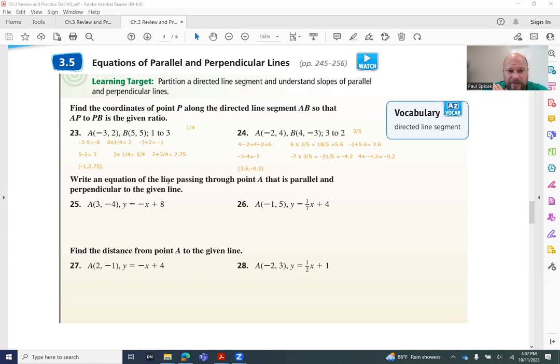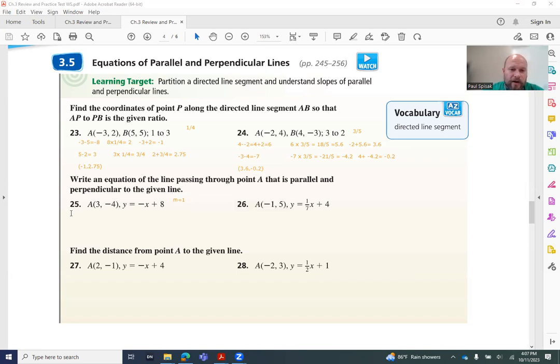Now, for the next part, write an equation of a line passing through point A that is parallel and perpendicular to the given line. So they want both the parallel and perpendicular lines here. So first thing we're going to do is take our equation and identify what our current slope is. So our current slope in this equation is actually just 1. So m equals 1. Great.